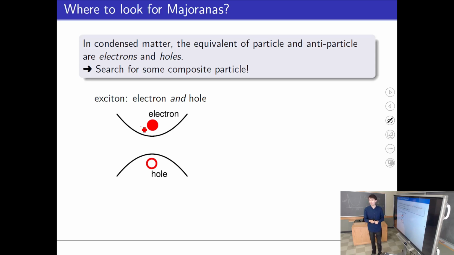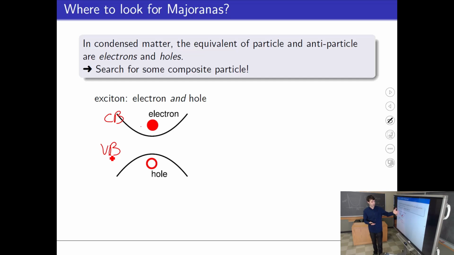Here we have a semiconductor. So we have a band structure with a conduction band and a valence band, and in between we have the band gap. And we know that, for example, we can shine a laser light on this, and we can excite one of the electrons up to the conduction band, which will leave behind a hole in the valence band.